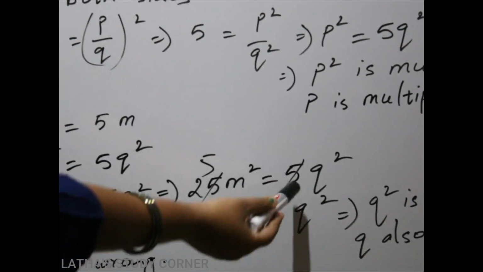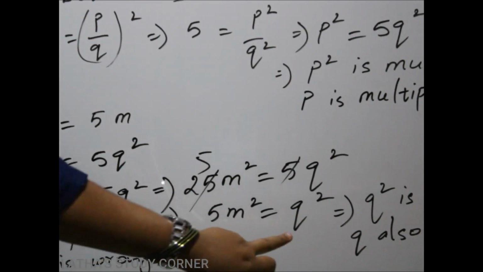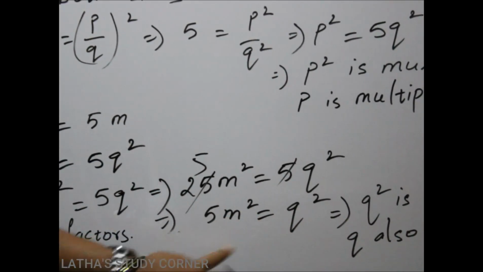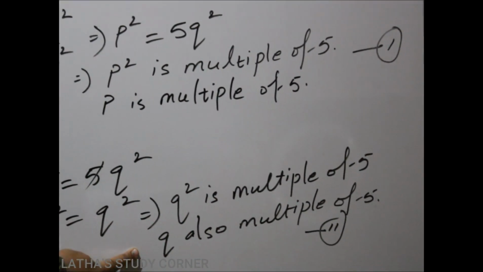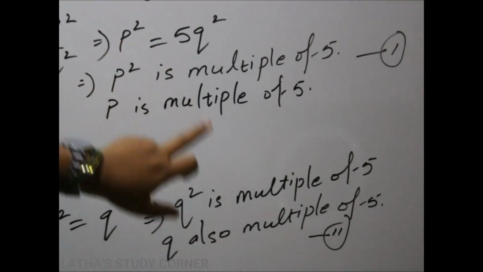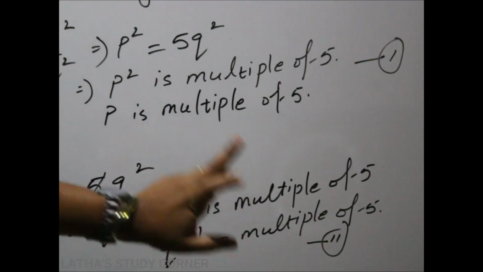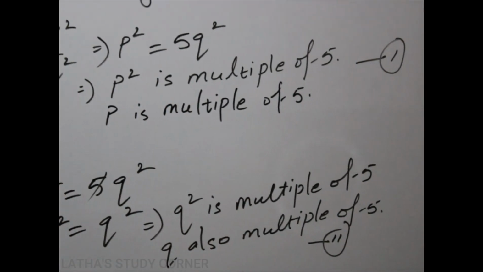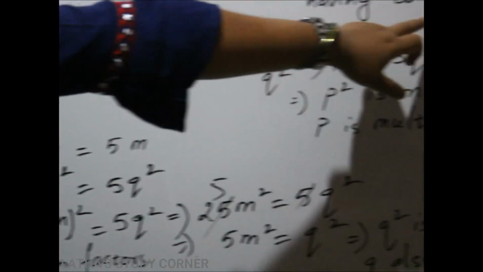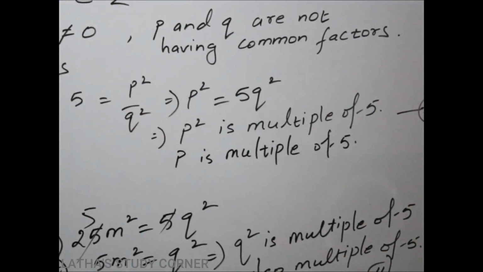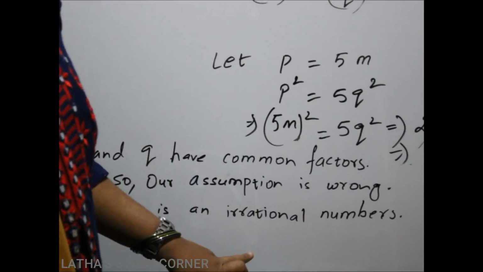We cancel 5 with 5, and we get 5m square equals Q square. So as Q square equals 5m square, Q square is a multiple of 5. So Q is also a multiple of 5. Now we can see, according to equation number 1 and 2, P is a multiple of 5, Q is also a multiple of 5. It means P and Q both have common factors, but what was our assumption? P and Q do not have common factors. So our assumption is wrong, and it means root 5 is an irrational number.